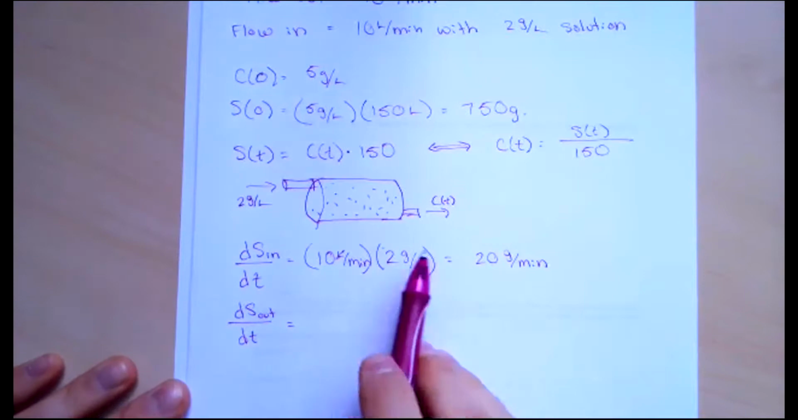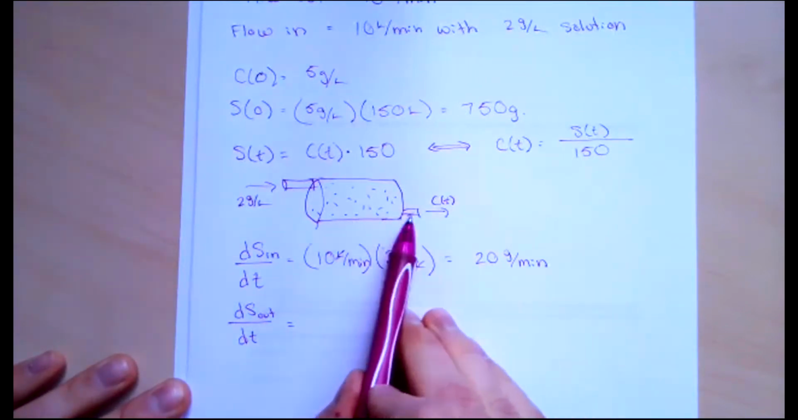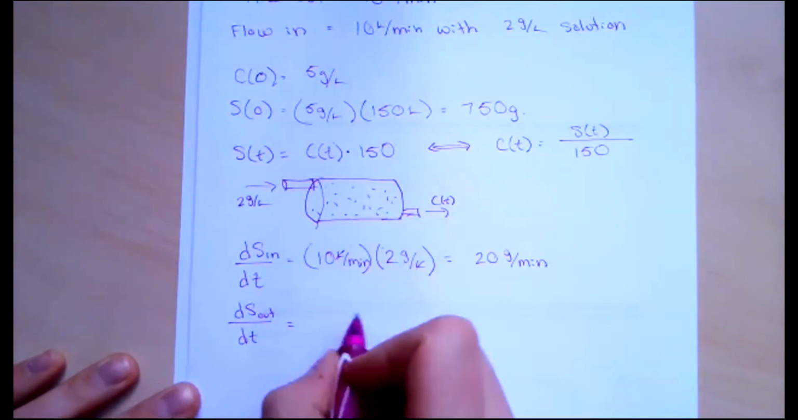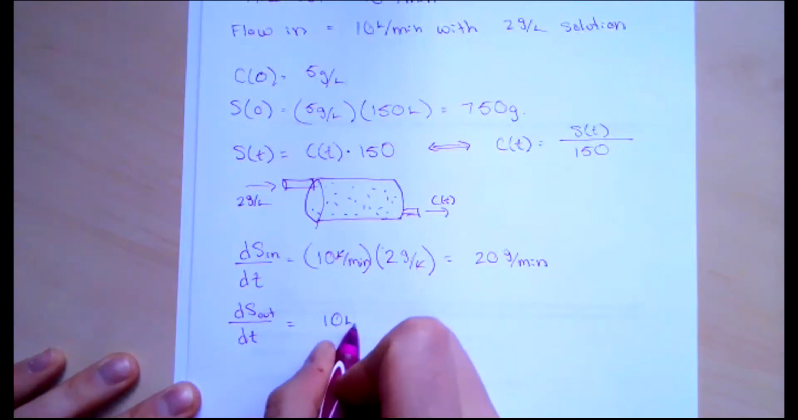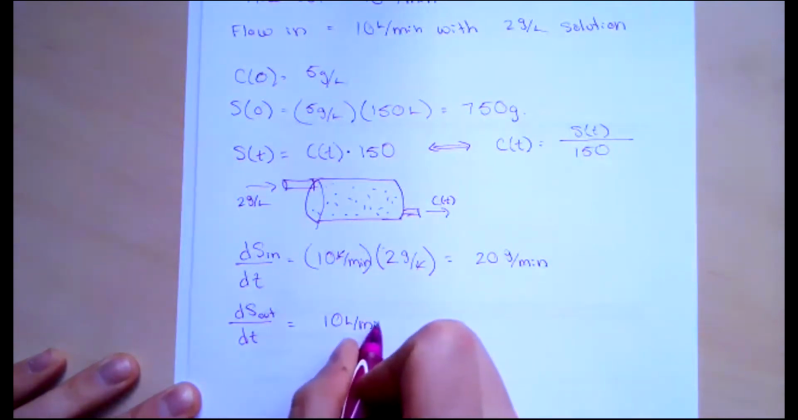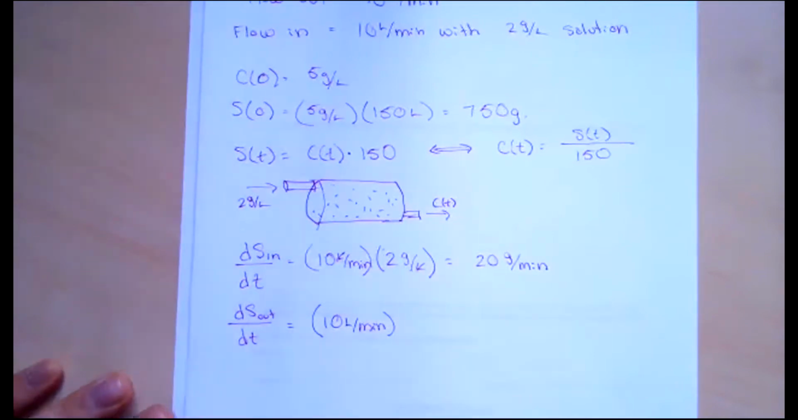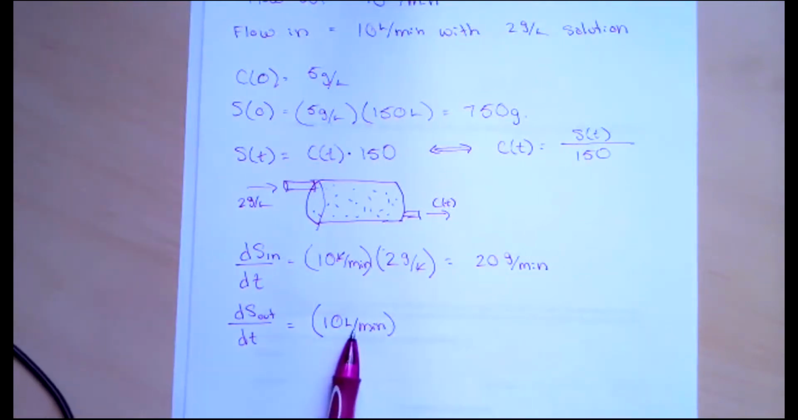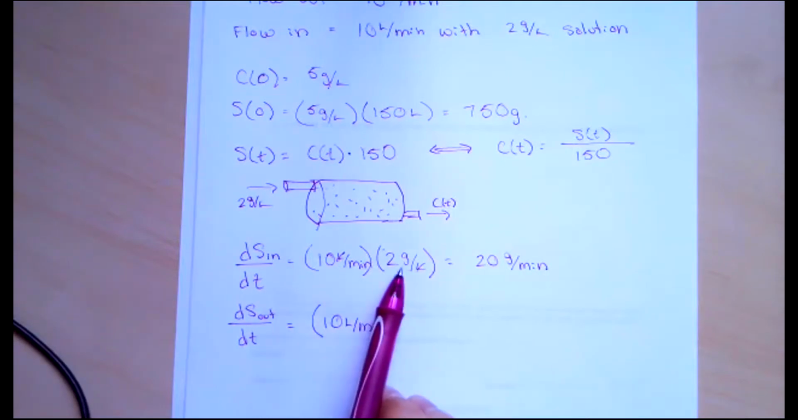So we have to do something similar. I still have 10 liters per minute flowing out, and every minute, 10 liters. What is the total amount of salt that's going to be contained in those 10 liters? It's essentially the same process of how we found this one, right?